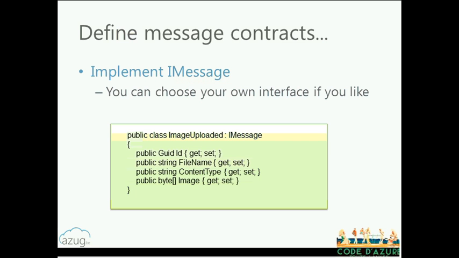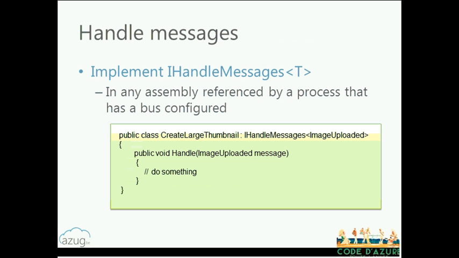Once the contract has been defined, like in this case an event called ImageUploaded with some properties, there is also some logic that needs to be implemented for handling those messages. In order to do this, all that you need to do is implement a class which has an IHandleMessages<T> implementation. This class needs to be in an assembly. Here it says it's referenced by a process that has a bus configured, but it doesn't even have to be referenced. It has to be detectable. So if it's in, for example, the bin folder of a process that has a bus configured, NServiceBus will automatically pick it up and start running the message handler.